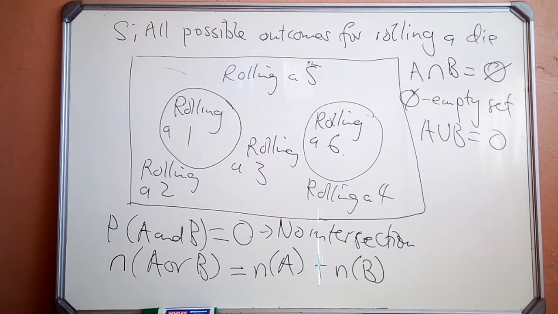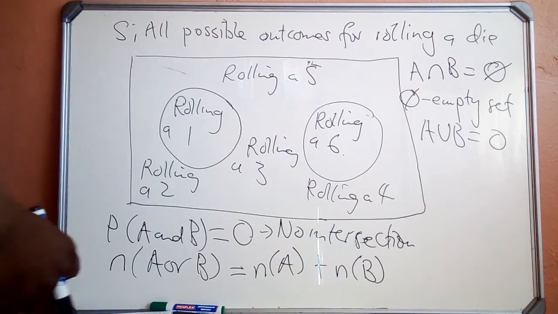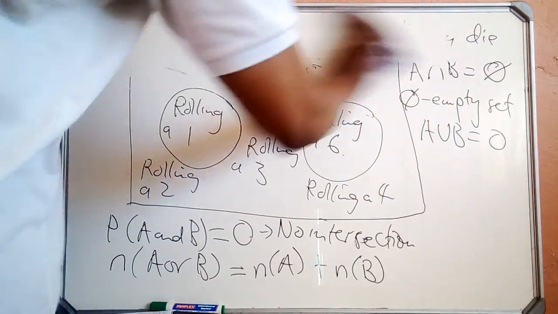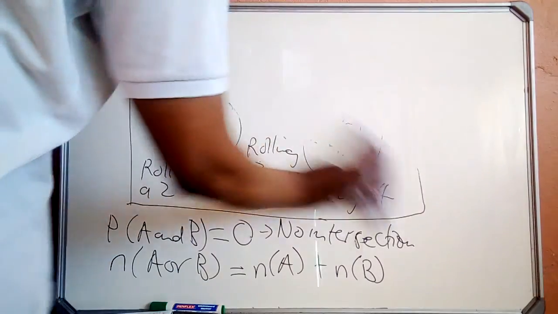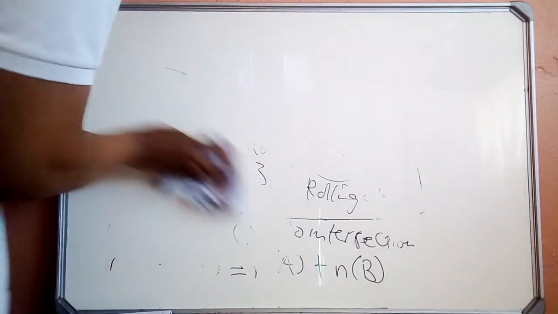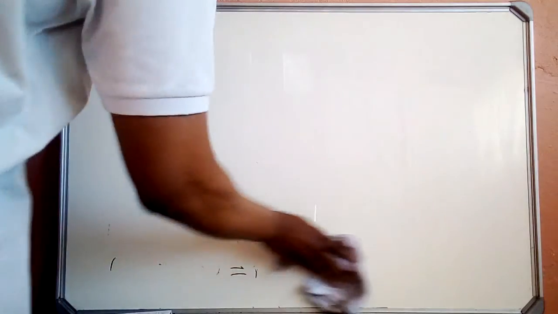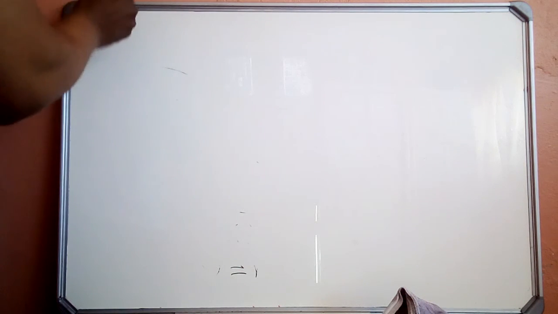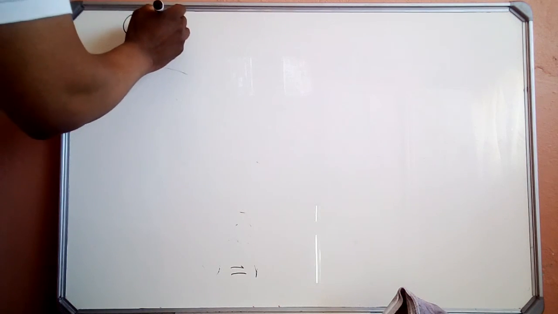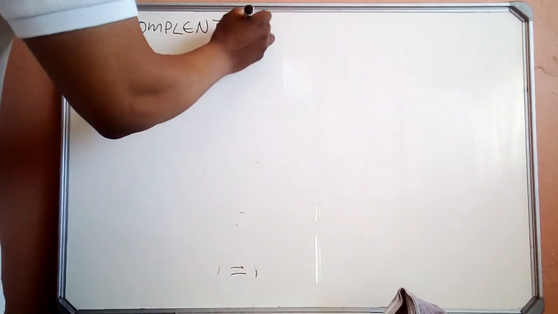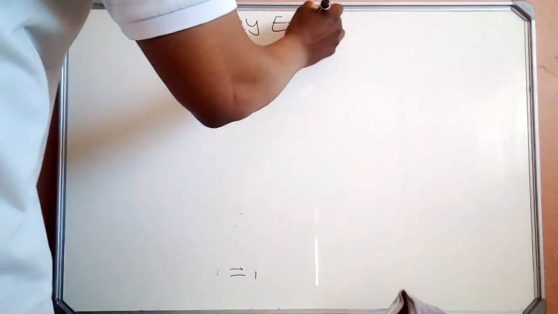Okay, now let us quickly look at what is known as complementary events. Now, this was mutually exclusive, just an explanation. Before we actually do one or two calculations, let us quickly look at what are known as complementary events. Complementary events is our subheading.